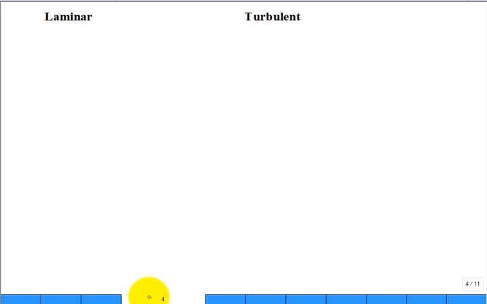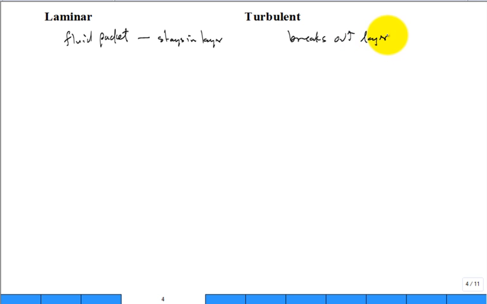So now we want to talk about or review from your fluid mechanics the difference between a laminar regime and a turbulent regime. These are flow regimes, aren't they? Meaning the behavior in that type of flow regime, that's a grouping of flows that look similar, or they have similar characteristics. That's what we mean by a flow regime. So think about the fluid packet. The fluid packet in the laminar flow stays in the layer. What does it do in a turbulent flow? Breaks out of the layer that it's originally in.